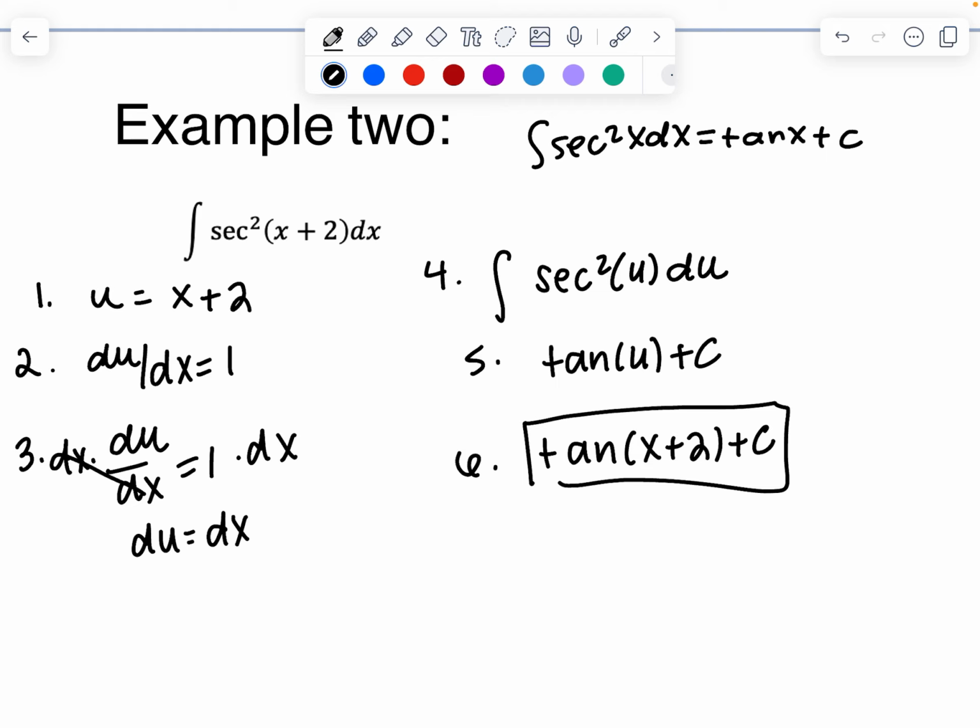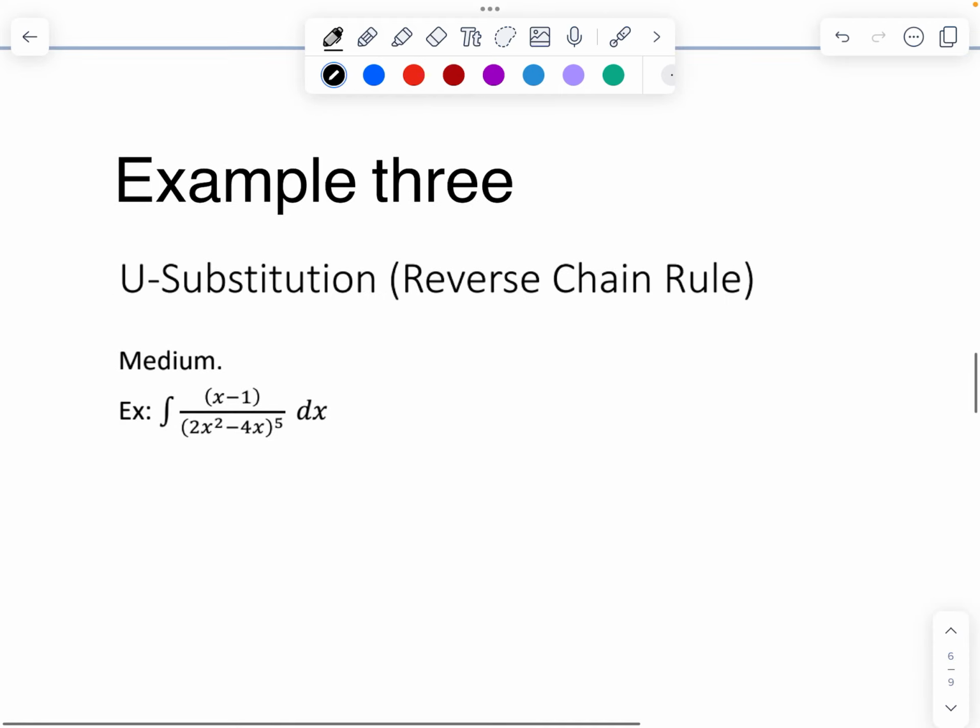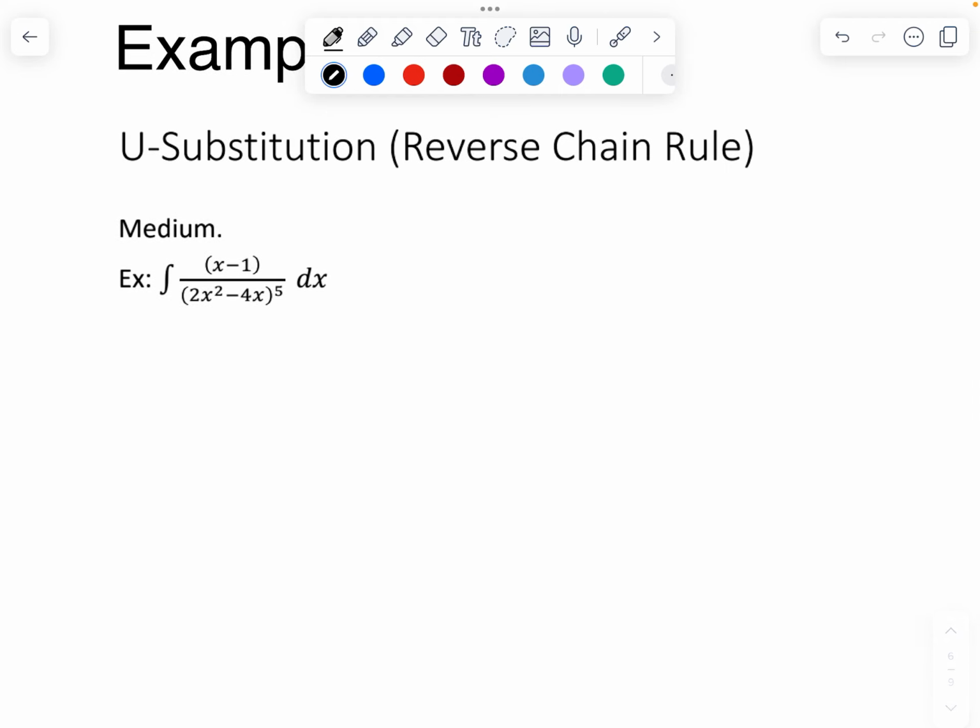Okay, we have a couple more. So example 3, they're getting a little bit harder. Both of those problems were pretty simple ones. These next ones are going to be a little harder. So example 3, reverse chain rule, still a medium problem.